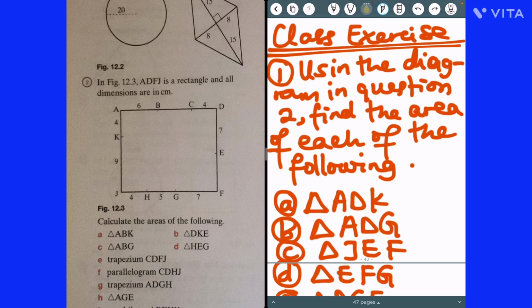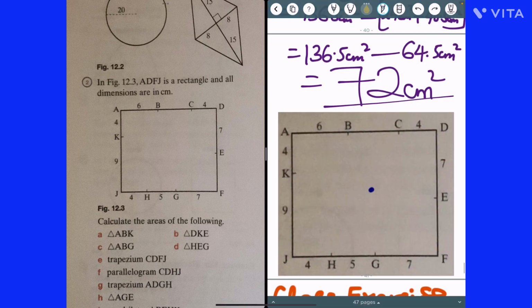Question B says find the area of triangle ADG. If you want the area of triangle ADG, first thing, you trace out the triangle itself. What's the area of triangle ADG? That's the area of this triangle, ADG. Let me try and make that neat. This is the triangle ADG. I've traced triangle ADG now.